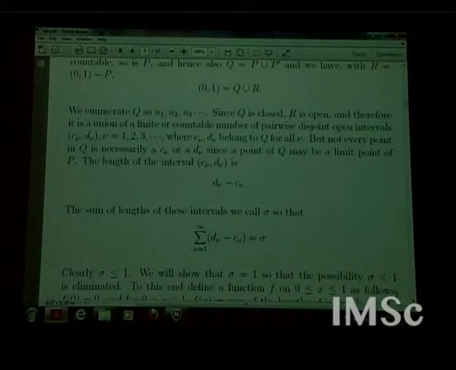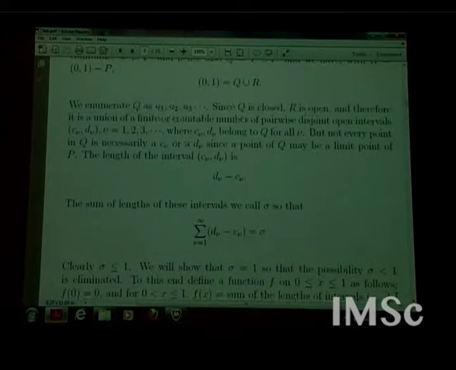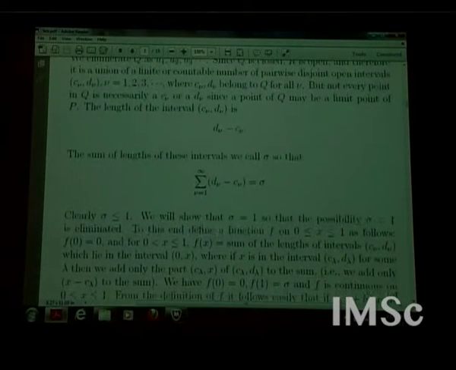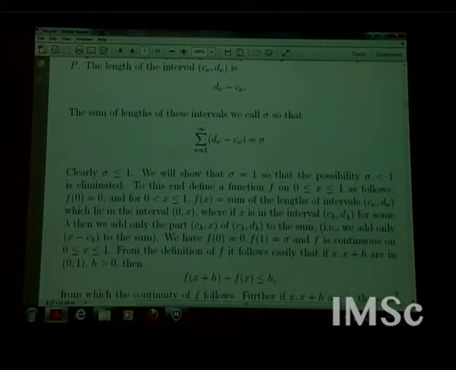The sum of the lengths of the intervals, call it sigma, that is Cantor's notation, is the sum over nu equal to 1 to infinity of d_nu minus c_nu. He just writes this sum, but doesn't give any name to it like volume or length. Clearly sigma is less than or equal to 1, that is easy to see, because all finite sums will be less than or equal to 1. We will show that sigma is equal to 1. That's what he will show.